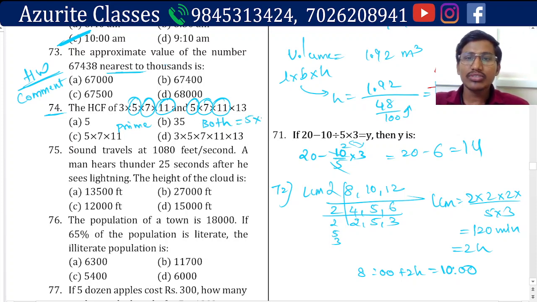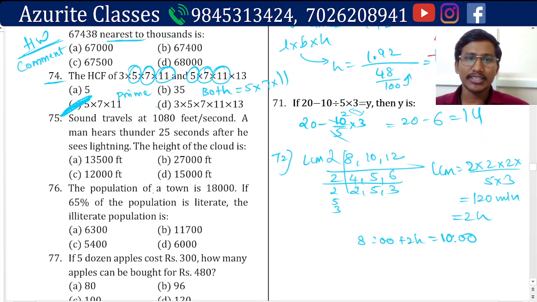So 5 into 7 into 11. 11 sevens are 77, and half of 77 is 38.5, so 385 will be the answer. They have directly given 5 into 7 into 11 only, so option C is the answer. No need to multiply also. Got it? Good.